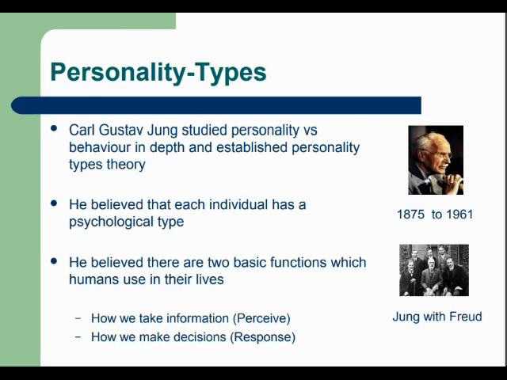Personality types. Carl Gustav Jung studied personality versus behavior in depth and established personality types theory. He believed that each individual has a psychological type. He believed there are two basic functions which humans use in their lives: how we take information, perceive; and how we make decisions, respond.